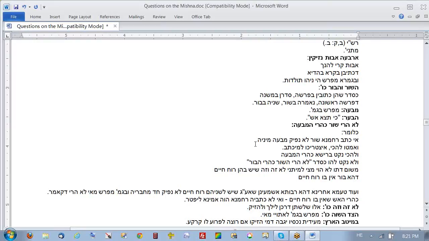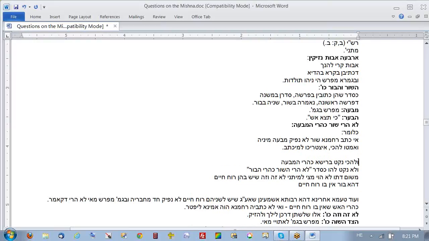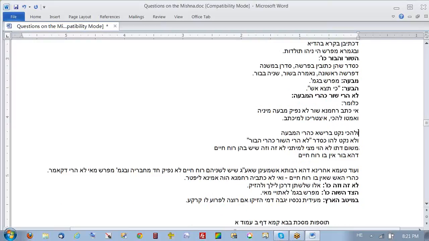Kolomar. That's point number one. Okay. Now, right. Point number two. Ulahachi nakat beresha kahari hamave. All right. So it mentions in the beginning, or first mentions kahari amava, below nekalahu kaseder lohari hashur kahari abor. So it skips over bor to get to mava.